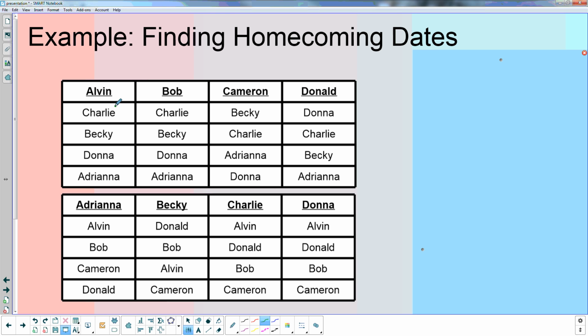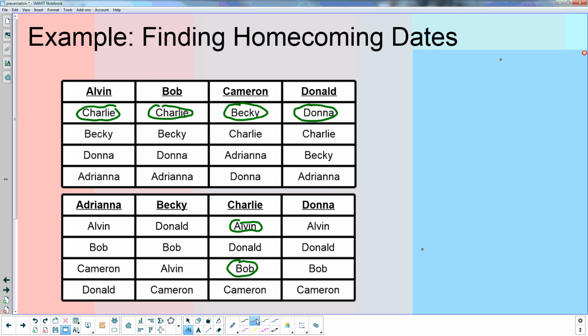So let's start off, and we're going to have the first round of men proposing to women, or boys proposing to girls, whatever the case may be. So we have Alvin proposing to Charlie, Bob proposing to Charlie, Cameron proposing to Becky, and Donald proposing to Donna. So we look through here. Charlie gets 2 proposals, one from Alvin and one from Bob.